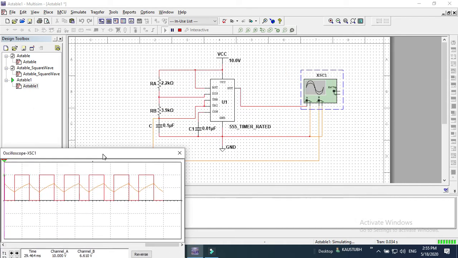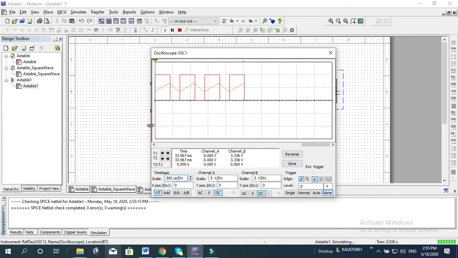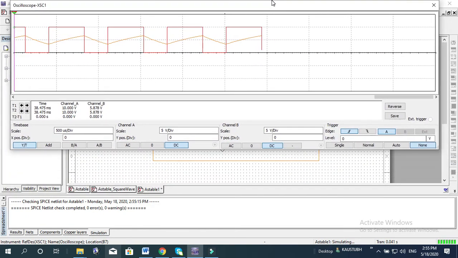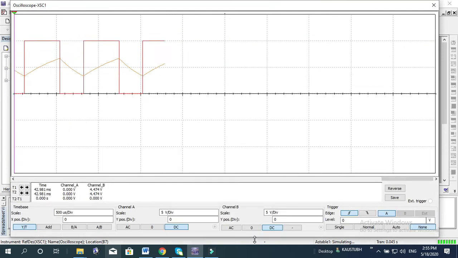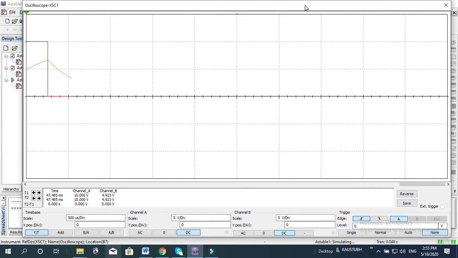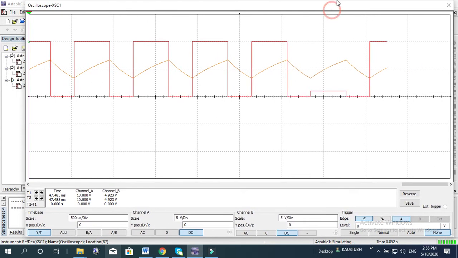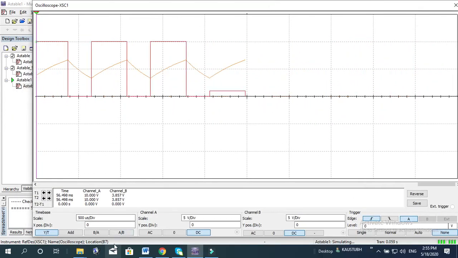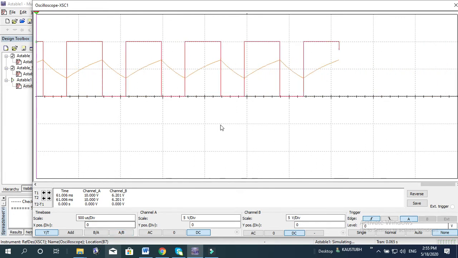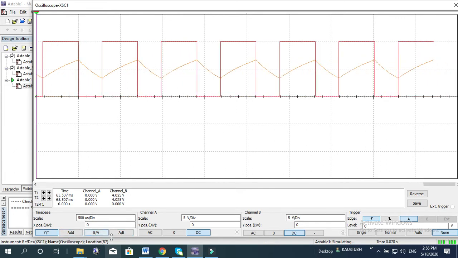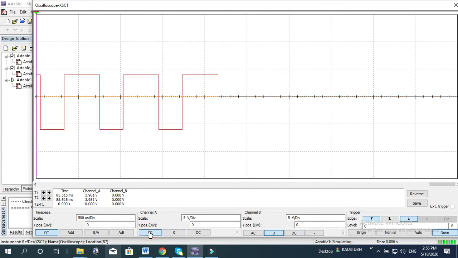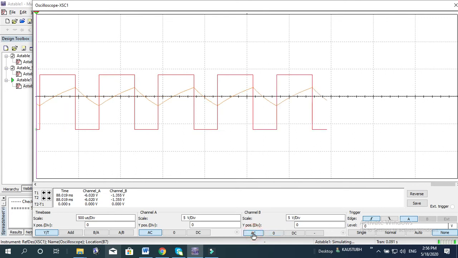For the better representation, let me expand it little. Now what I'll do is first let me put both in the ground. Channel A is in ground already, channel B is already ground, so let us put AC. Yes, this is the output, then AC, this is the capacitor.